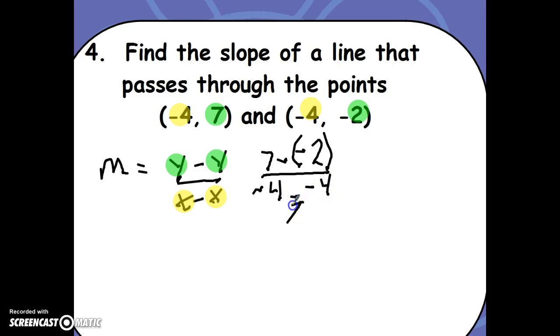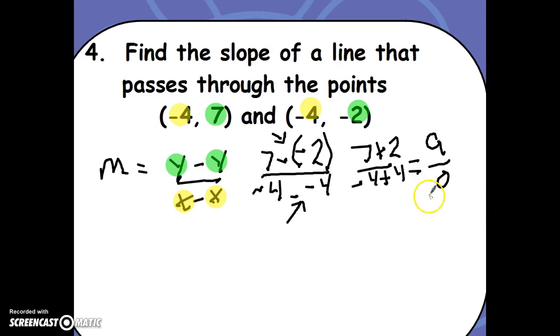Let's get rid of double negatives here on the bottom and on the top. So it's 7 plus 2 on top, and on the bottom negative 4 plus 4. That makes this 9 over 0. This time the 0 is on the bottom, which means it's this little cute thing we remember, no slope. Look at the 0. It's on the bottom, which means that when the 0 is on the bottom, this is undefined.